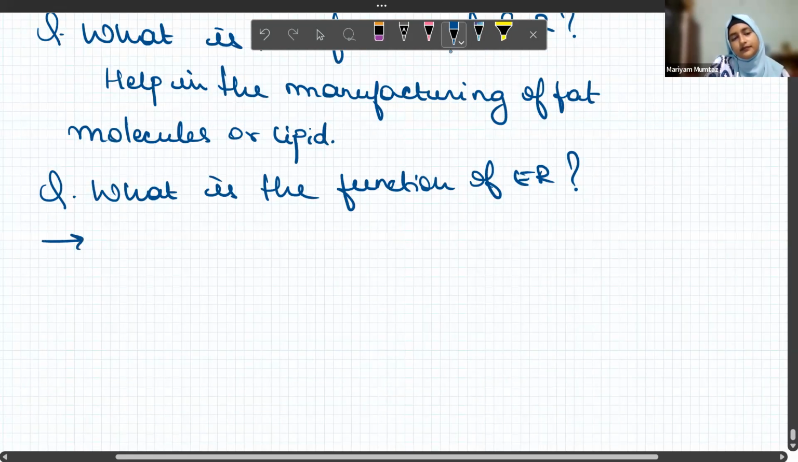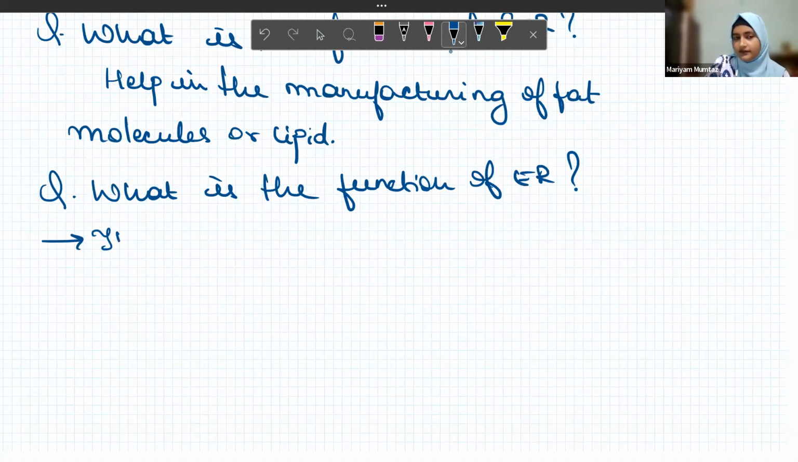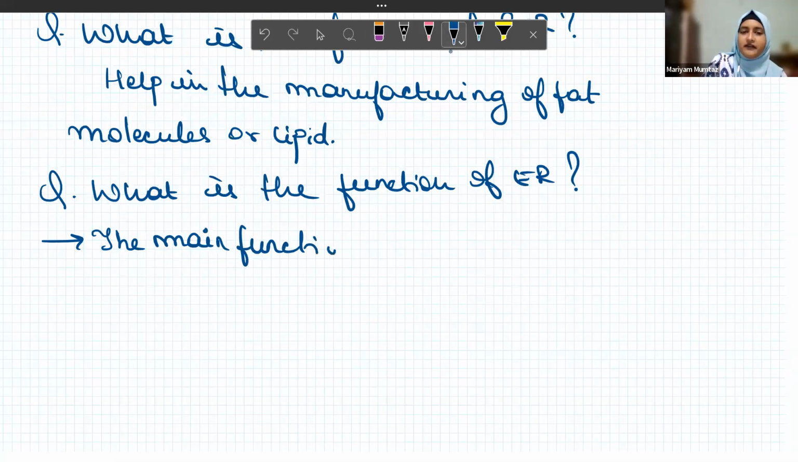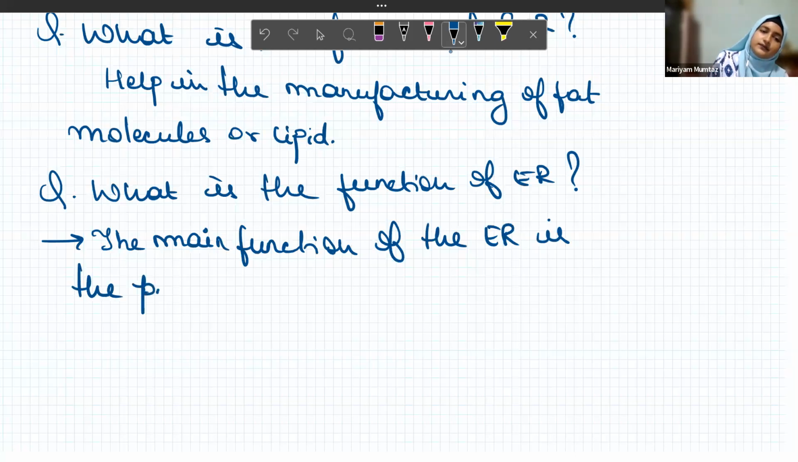It packages and transports the proteins and lipids to the other organelles. So you'll write the main function of the endoplasmic reticulum is the packaging and transportation.